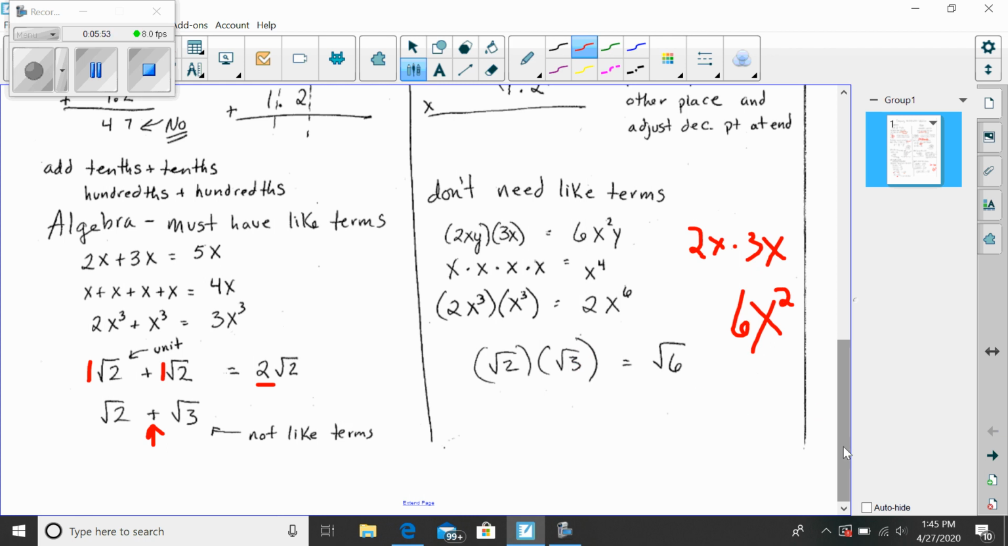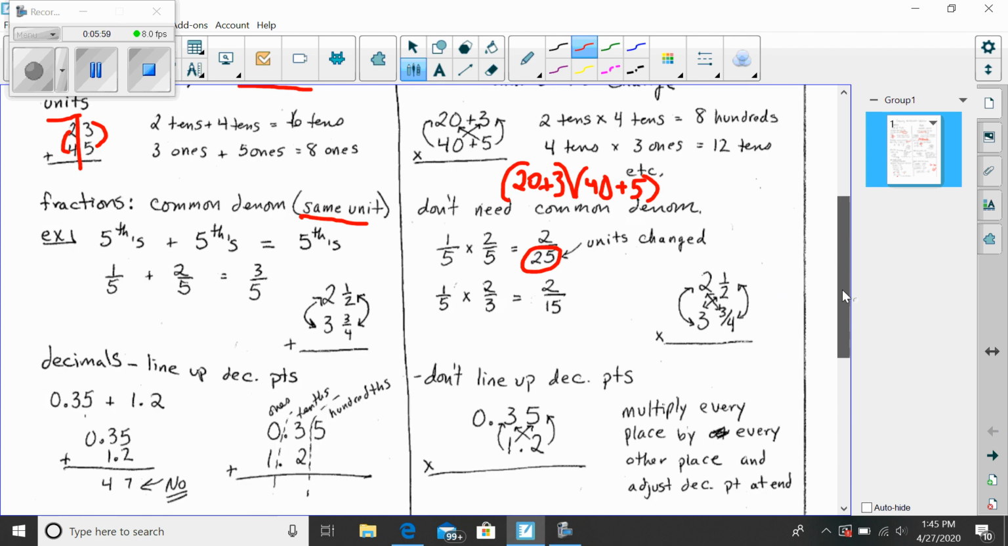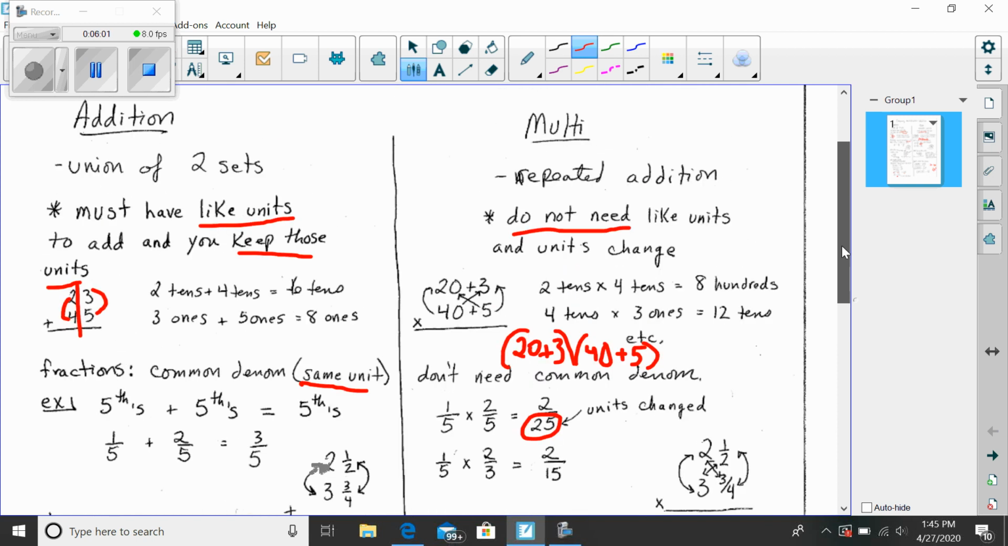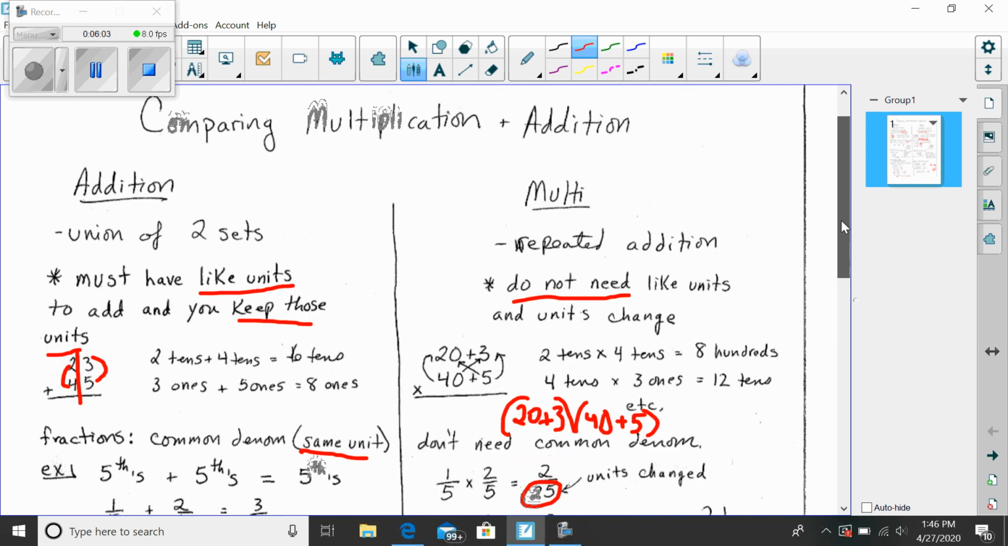I hope that I have helped you throughout the semester see some common threads that permeate the entire curriculum. And this is certainly one of those common threads: that adding anything, whatever it is, starting in whole numbers right on up through algebra and high school math, we need like terms to add. We don't need like terms to multiply.